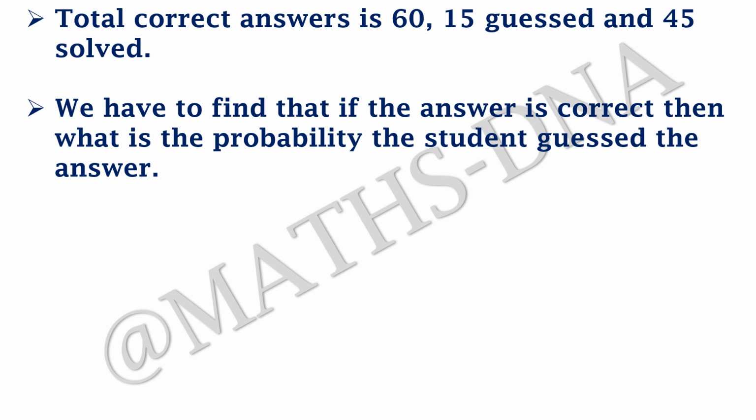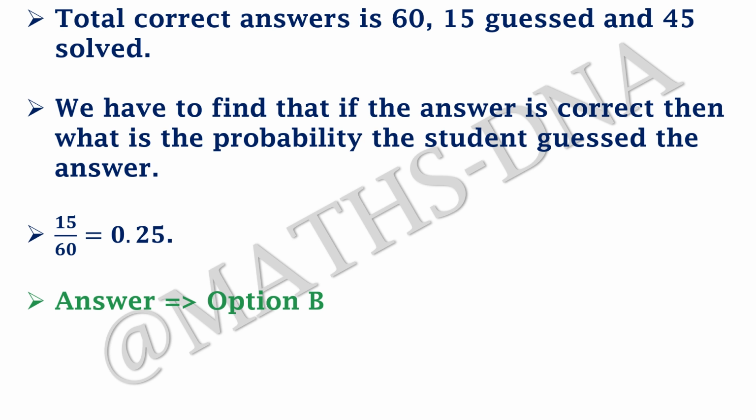Now we have to find the probability that if the answer is correct, then what is the probability that the student has guessed the answer, which means that the total correct answers are 60, and out of which 15 were the answers where he guessed, and that gives you 0.25, and hence the correct answer is option B.